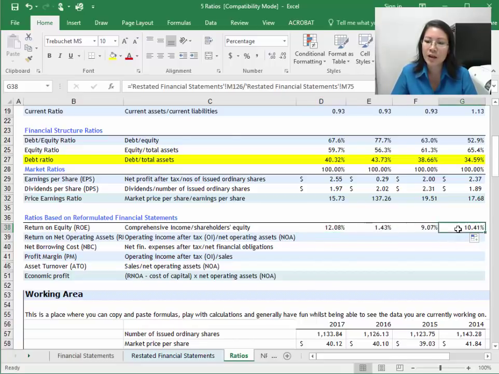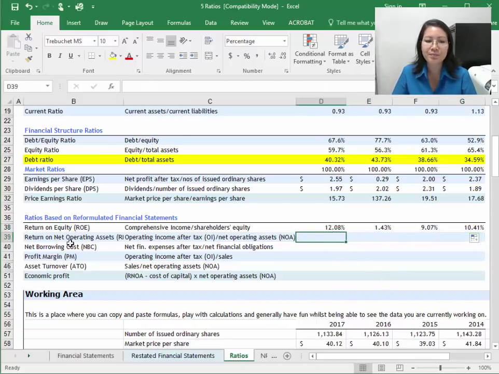So in 2014, shareholders were getting a 10.4% return. In 2017, they're getting a 12% return. Is that good? Again, that's up to you and your perspective. The trend is positive. Generally, you want to see a larger return figure. So the trend is trending in the right direction.